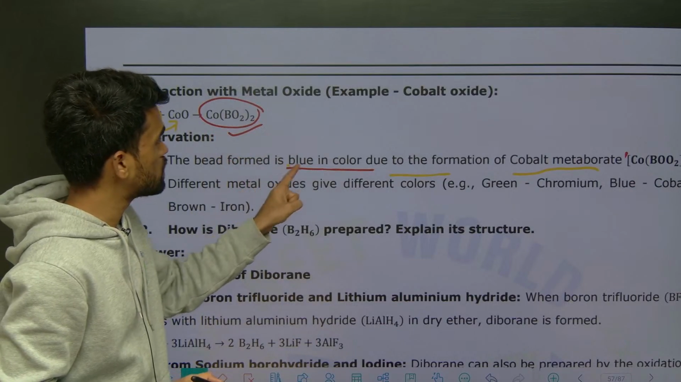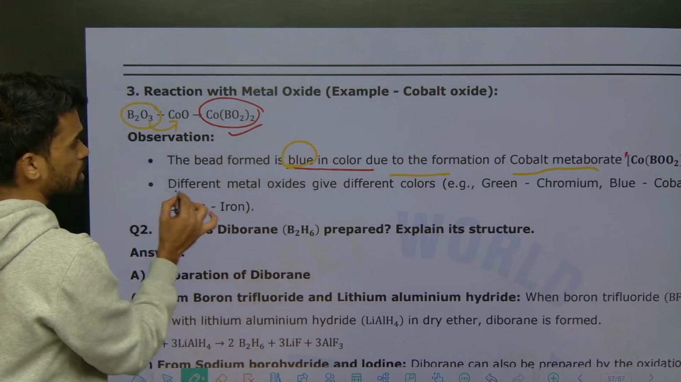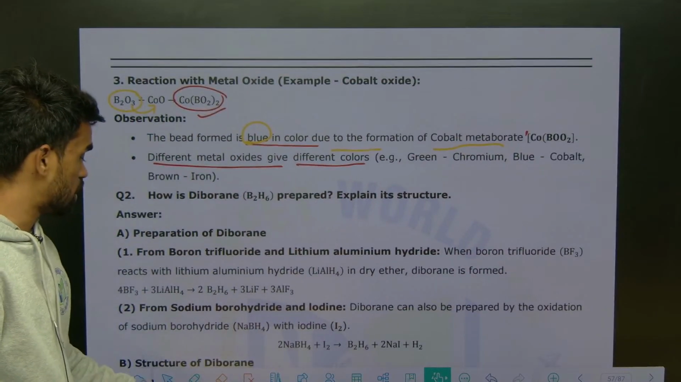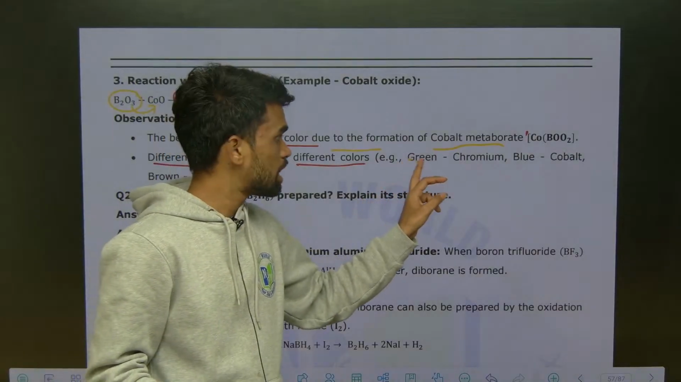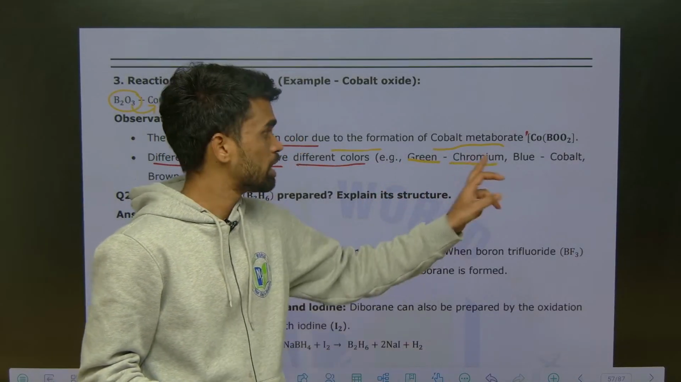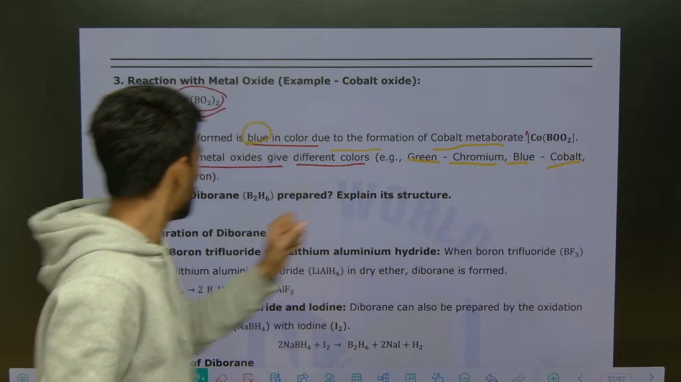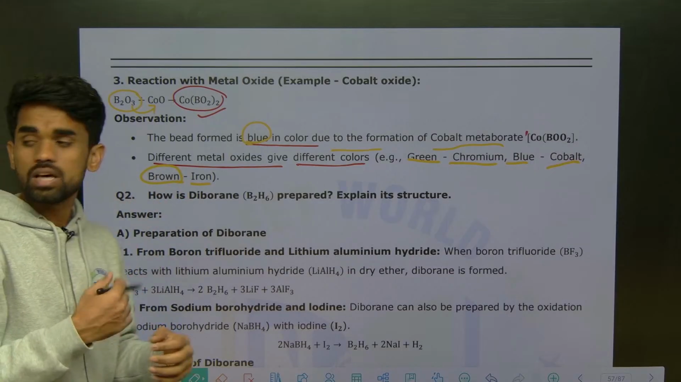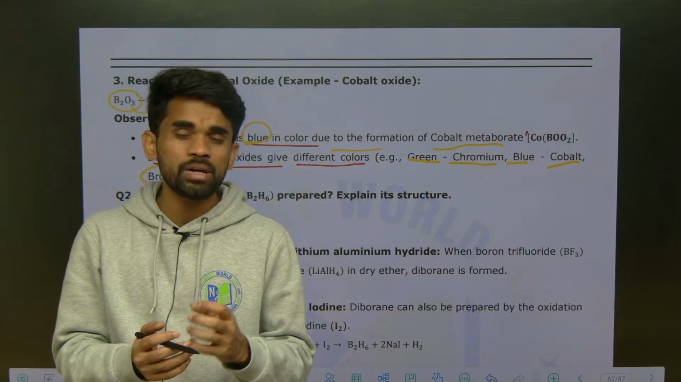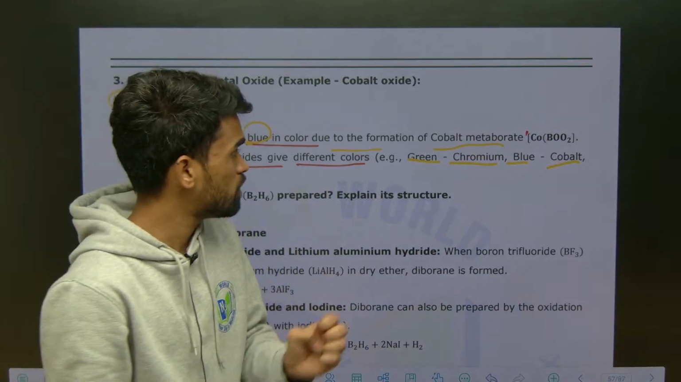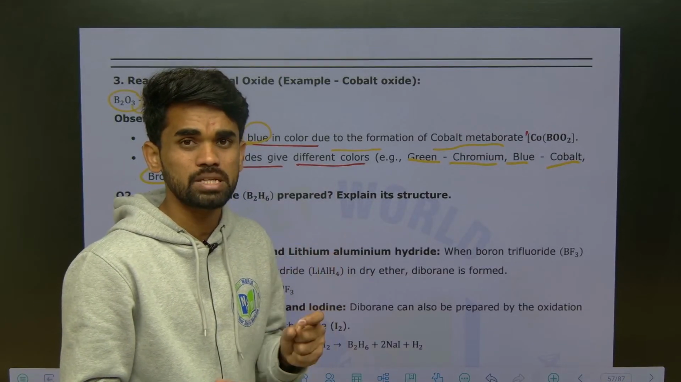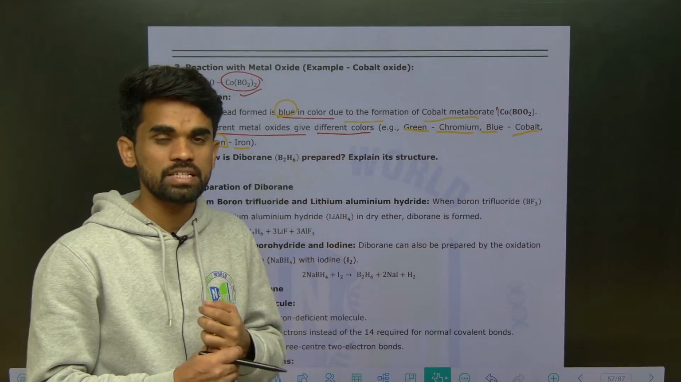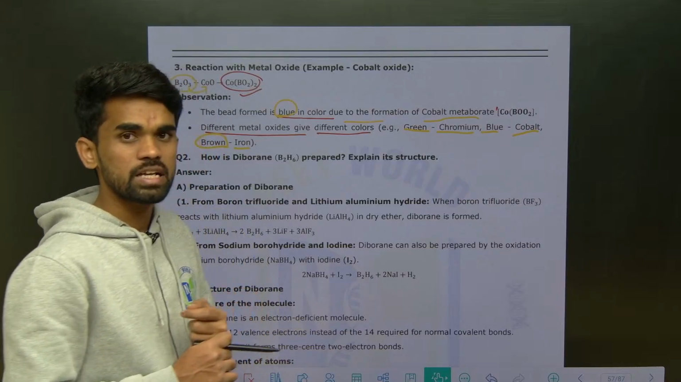The color of that bead is what? Blue color. Now different metal oxides give different colors. For example, you will get a green color bead when you treat with chromium, a blue color bead with cobalt, and a brown color bead with iron. So by looking at the color of the bead formed, we can identify what type of metal is present in the salt. That way you get cationic identification, basic radical identification and confirmation.